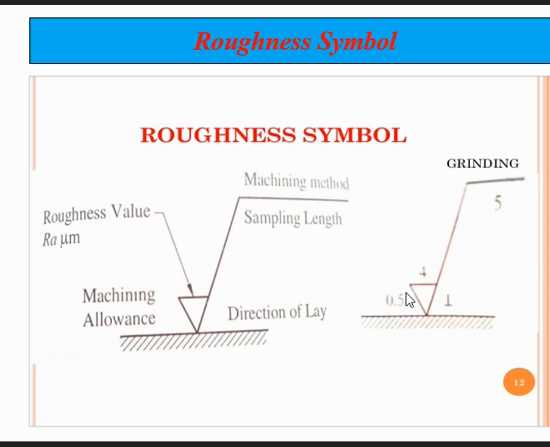Okay, now the next symbol is this lay, direction of lay, and this is sampling length. Sampling length means, let's say I have done grinding, I have removed 0.5 mm material, and I want to verify by a surface roughness tester, which is an instrument to measure surface roughness value, whether I have achieved a surface roughness of 4 micrometer by this process. So for that, I'll be taking a sample of 5 mm only. On a 5 mm sample, I will measure my reading, and direction of lay here is perpendicular.